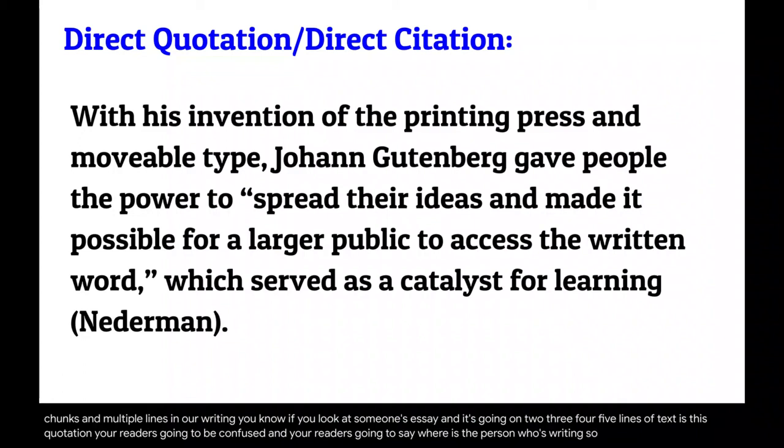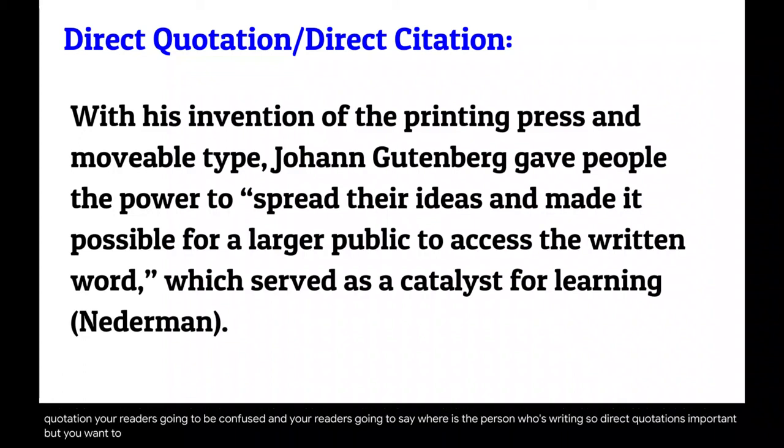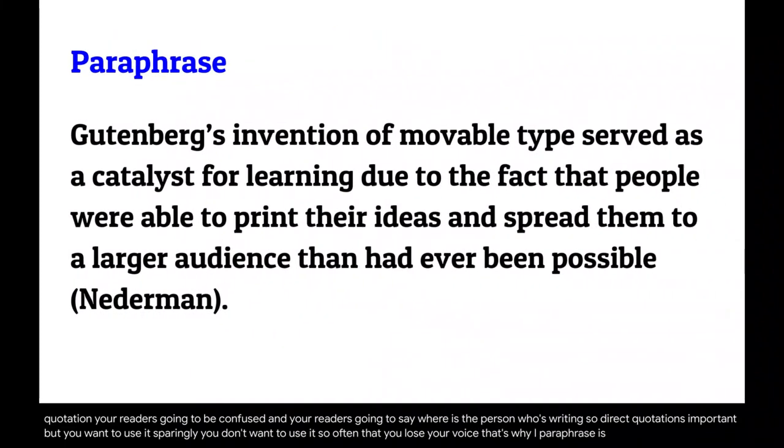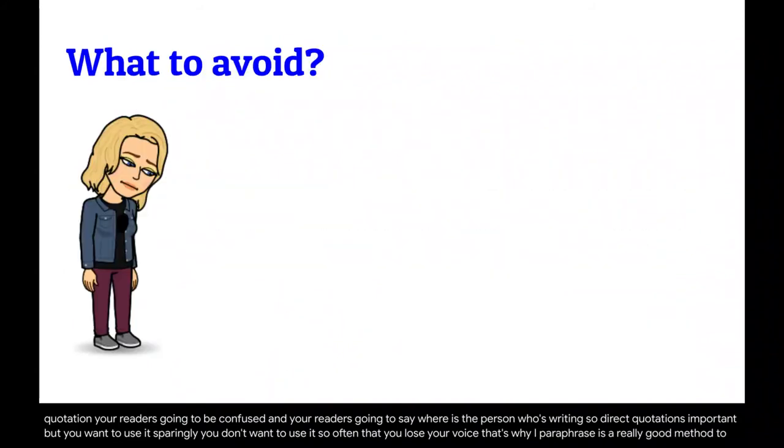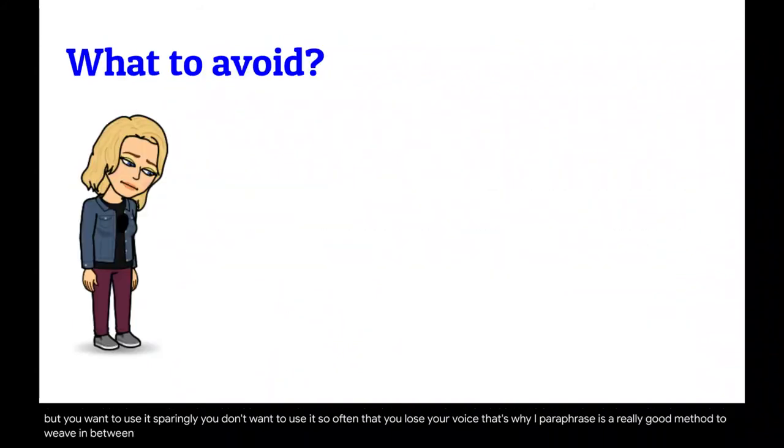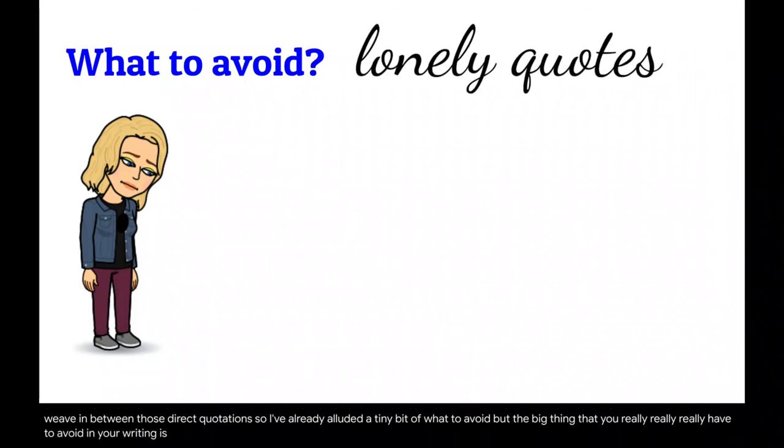So direct quotation's important, but you want to use it sparingly. You don't want to use it so often that you lose your voice. That's why paraphrase is a really good method to weave in between those direct quotations. So I've already alluded a tiny bit to what to avoid, but the big thing that you really have to avoid in your writing is something that we call lonely quotes.